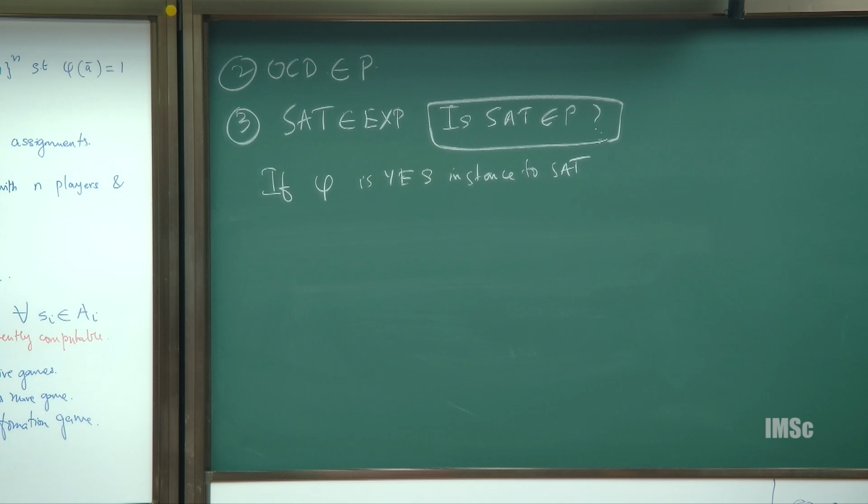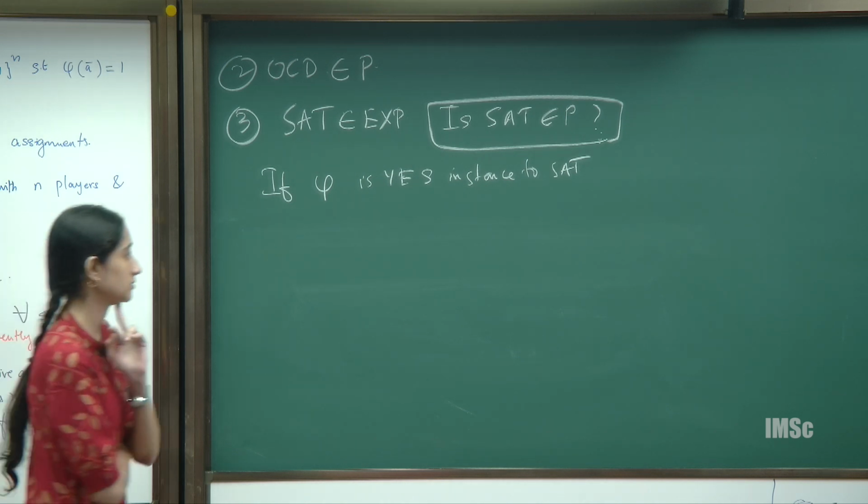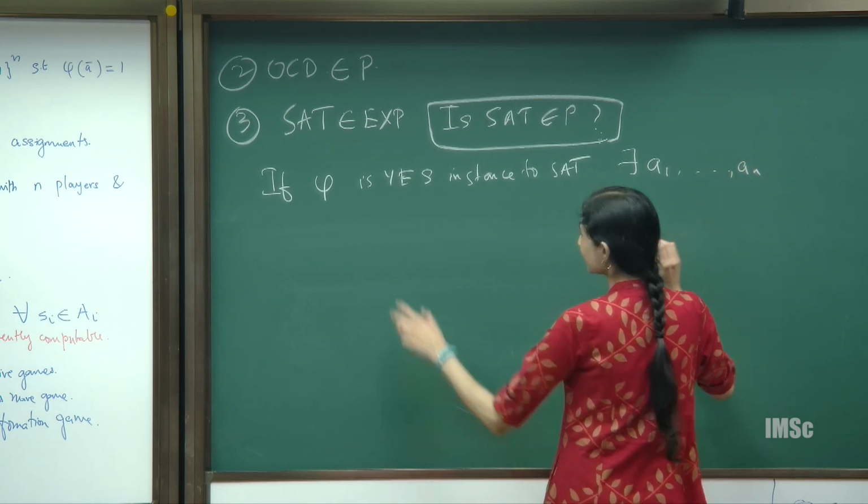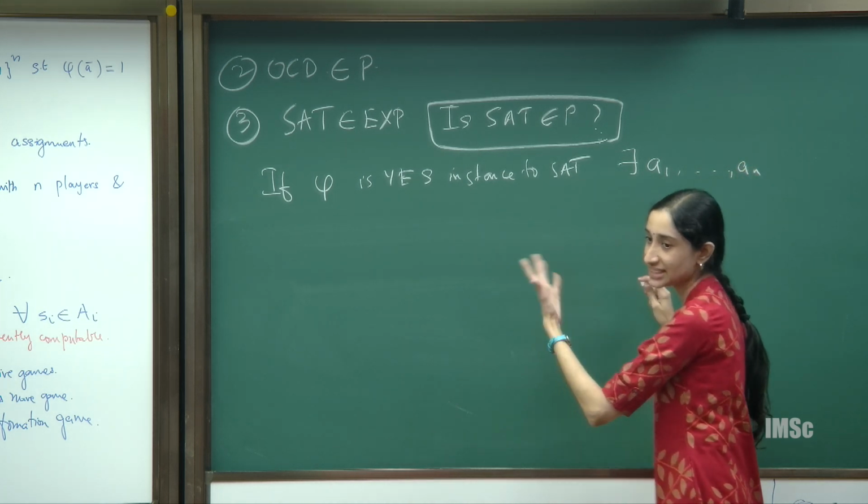Suppose it's a yes instance, right? Then what do you know? There exists an assignment that satisfies this function, right? So, is this clear? It is indeed satisfiable.